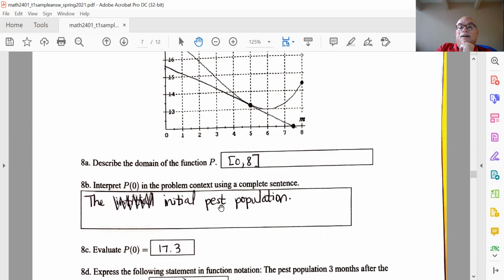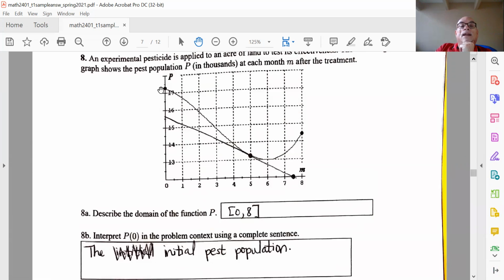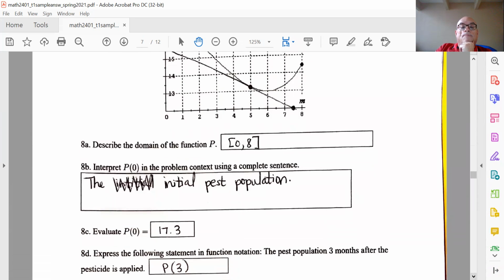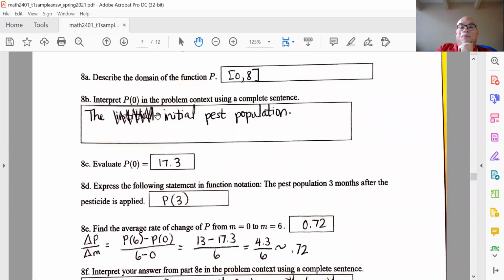So an easy way of saying this would be, P of 0 means the initial pest population, the pest population at month 0. In other words, initially when we start the experiment, P of 0 is the number of pests, the number of insects, on that acre of land. If you read that off of the graph, you have to estimate it a little bit, but I estimated that to be about 17.3. So P of 0 is 17.3, but what that means is the initial pest population. So that's 17.3 thousand.